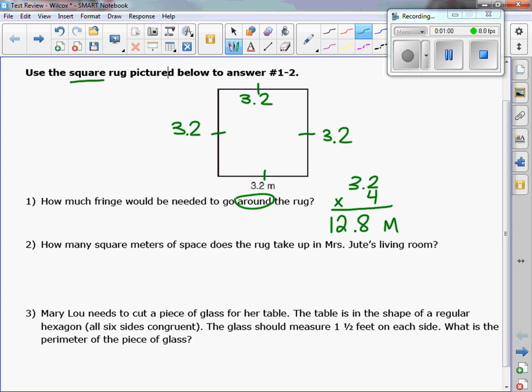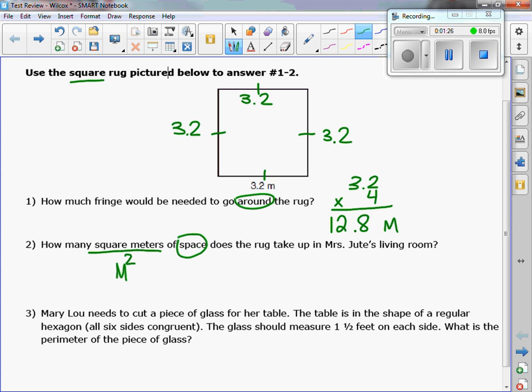The second question asks, how many square meters, meaning meters squared? And we know that if our exponent is to the second power, we're being asked a question about area. Another key word here is space. We want to know how much space the rug takes up. So if we were to lay this rug on the floor, how much area is it taking up?